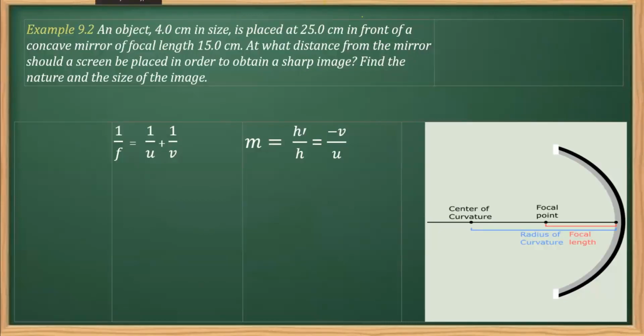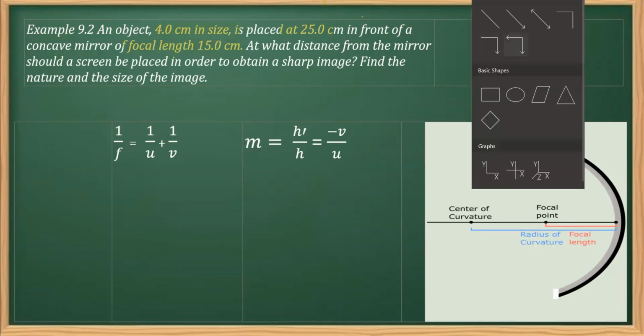This is example number 9.2 from the textbook. The question says an object which is 4 centimeter in size is placed at a distance of 25 centimeter in front of a concave mirror whose focal length is measured as 15 centimeter. As you can see, we have made one concave mirror here in this diagram, and we have to place an object.